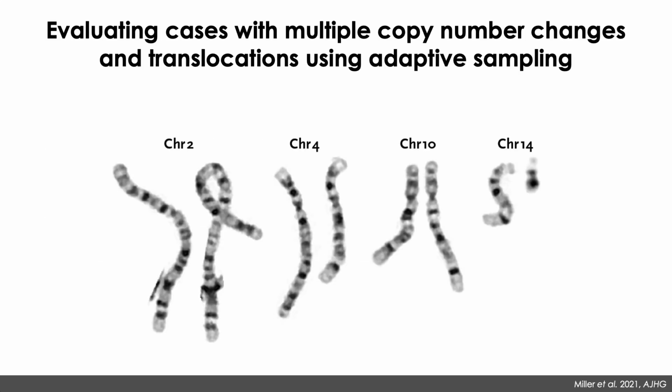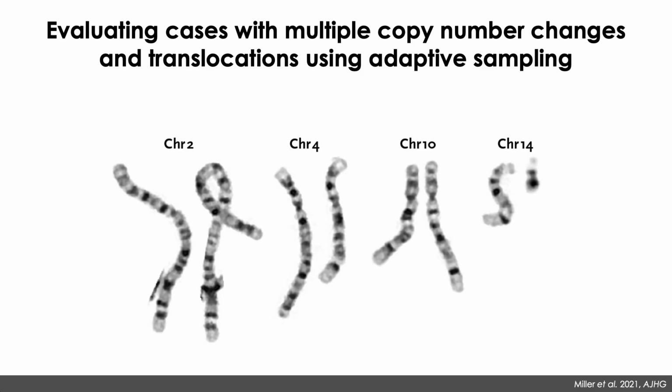So the first case I want to show is actually one of the very first cases we solved using adaptive sampling. We sequenced this probably back in 2019, 2020. This is back when it was known as ReadFish or Read Until, so before the name was changed. This was a kiddo that we saw in clinic who had intellectual disability. He had multiple congenital anomalies.